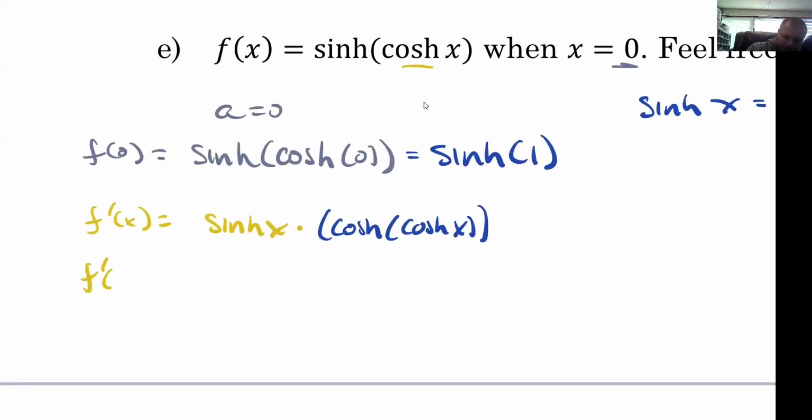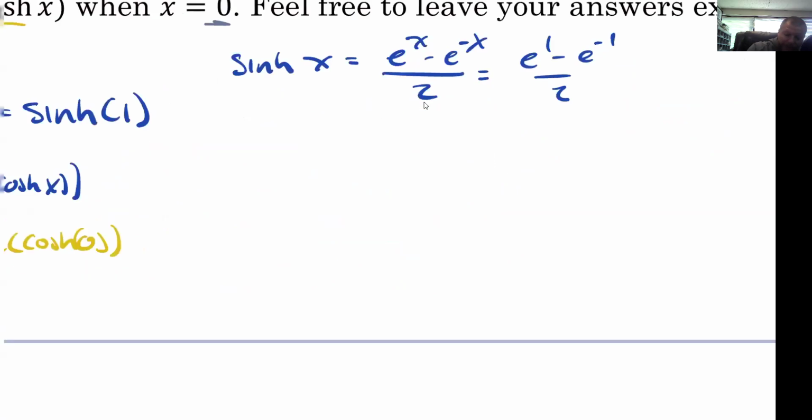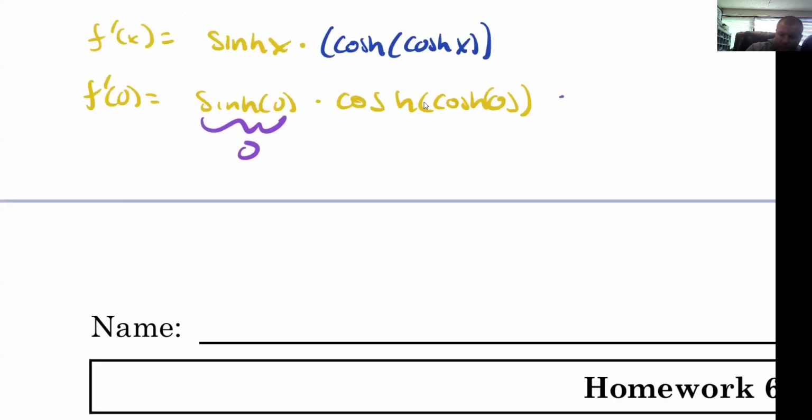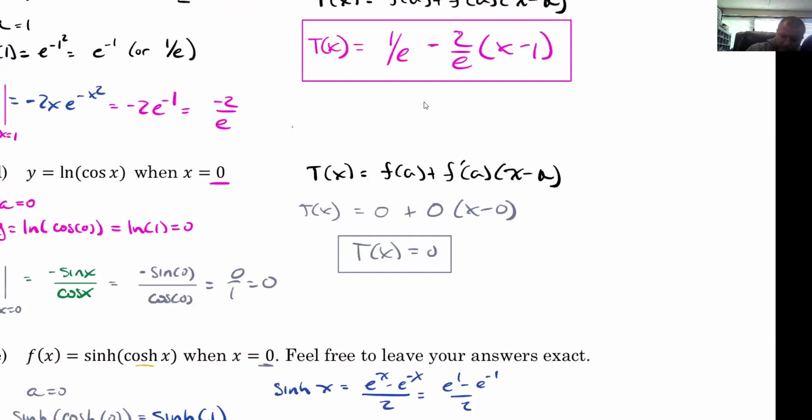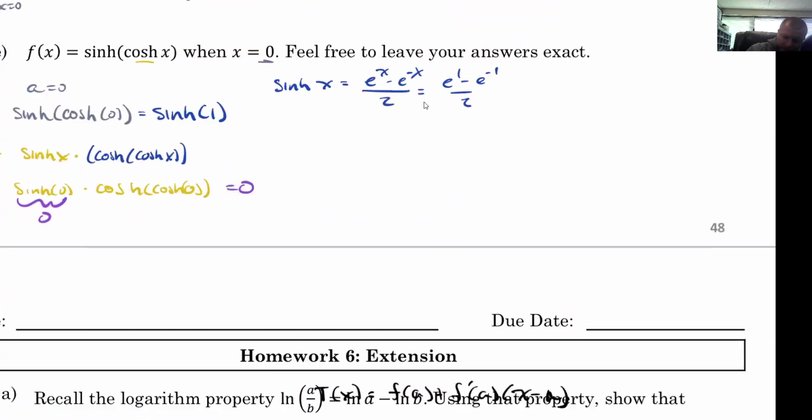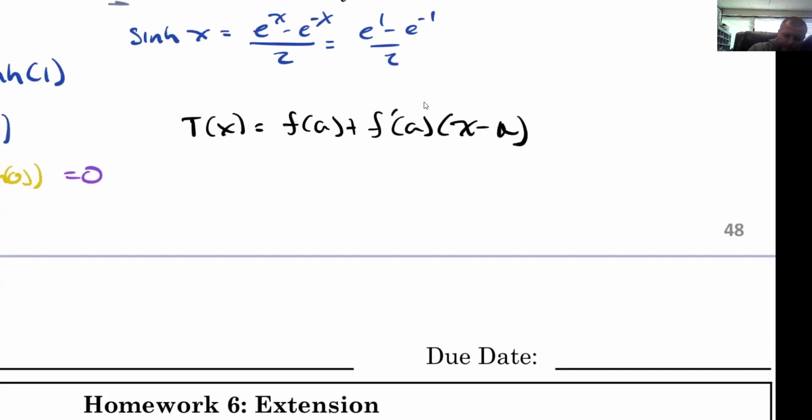When I figure what this is at zero, I'm going to get the sinh of zero, which is going to be nice because that's going to be zero, times the cosh of zero. And so since sinh of zero, like sine of zero, is equal to zero, our derivative is going to be zero. So when I throw this into Taylor form of a line, we're going to get another nice easy derivative because of the zeros here.